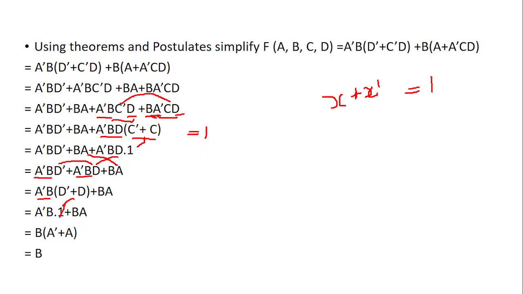Now ignore this one, look at this thing now. What is common here? B is common. You take B common. What is remaining? A bar and A. So write A plus A bar. You know very well, if x plus x bar is 1, A plus A bar is also 1. 1 into anything is the same. So what is remaining with you is B. That is the simplified solution for the given problem.